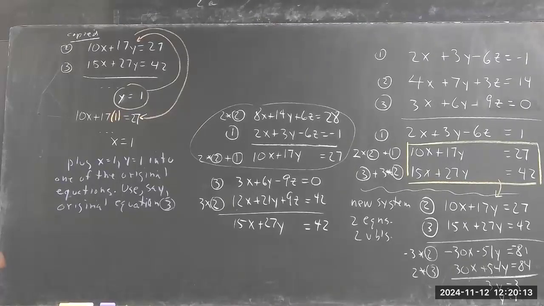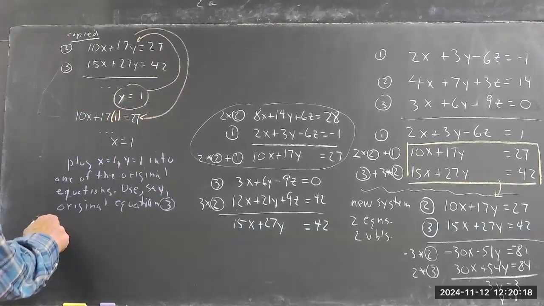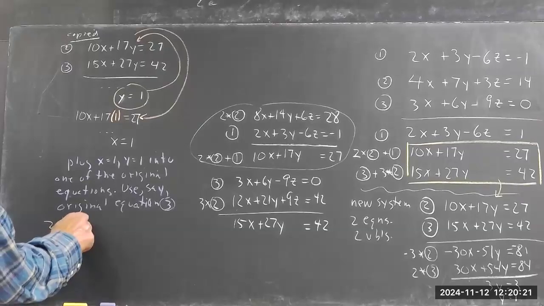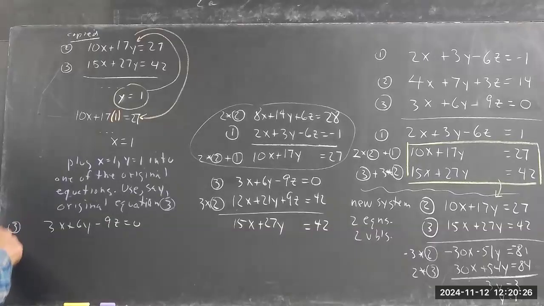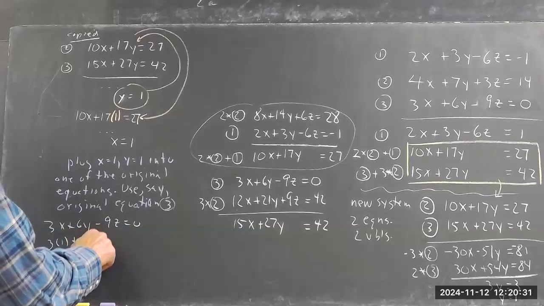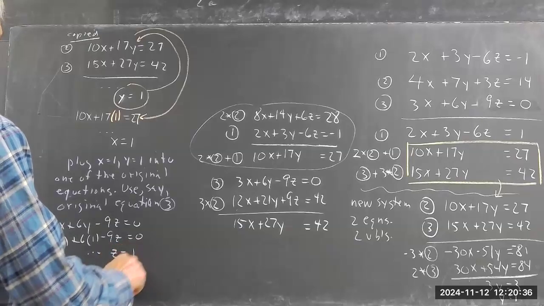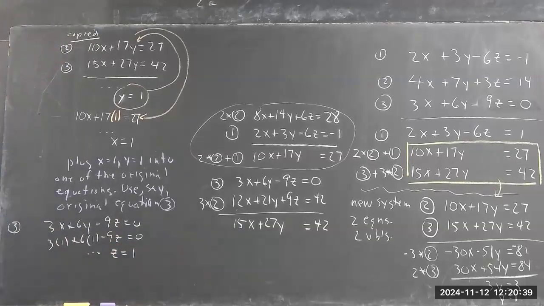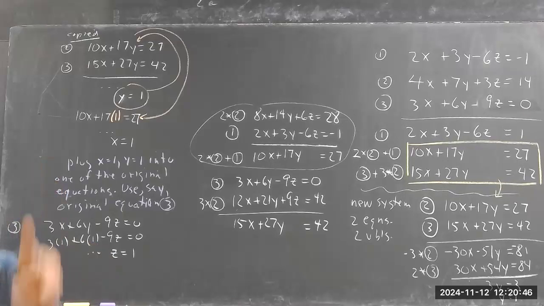Okay, well, everybody did that quickly. That was very good. Pretty easy. You got equation 3, so you get 3 times 1 plus 6 times 1 minus 9z equals 0. And you would get 3 plus 6, that's 9. Subtract 9 from both sides, you get negative 9z equals negative 9, so z equals 1. Everybody got that, right?